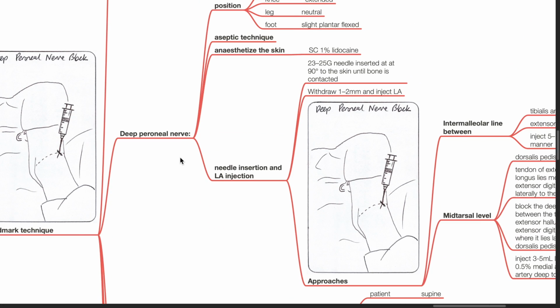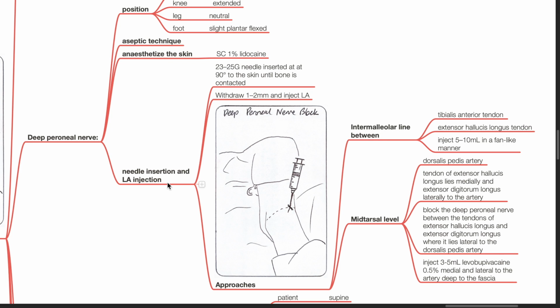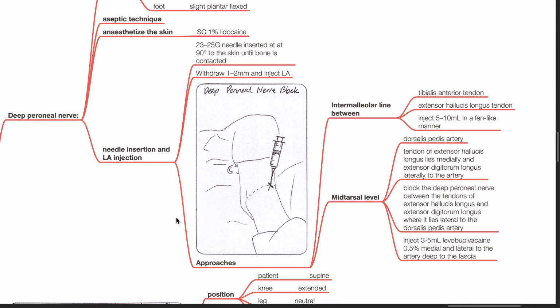Deep peroneal nerve block. Position of the patient is supine with the knee extended, leg in neutral position, foot slightly plantar flexed. Use aseptic technique and anesthetize the skin. Needle insertion and LA injection. A 23 to 25 gauge needle is inserted at 90 degrees to the skin until bone is contacted. Withdraw 1 to 2 mm and inject LA.